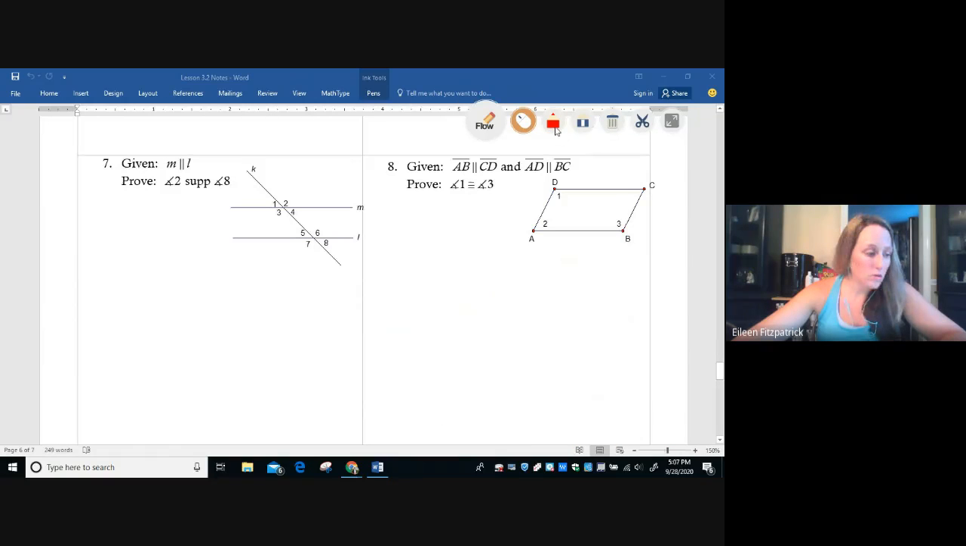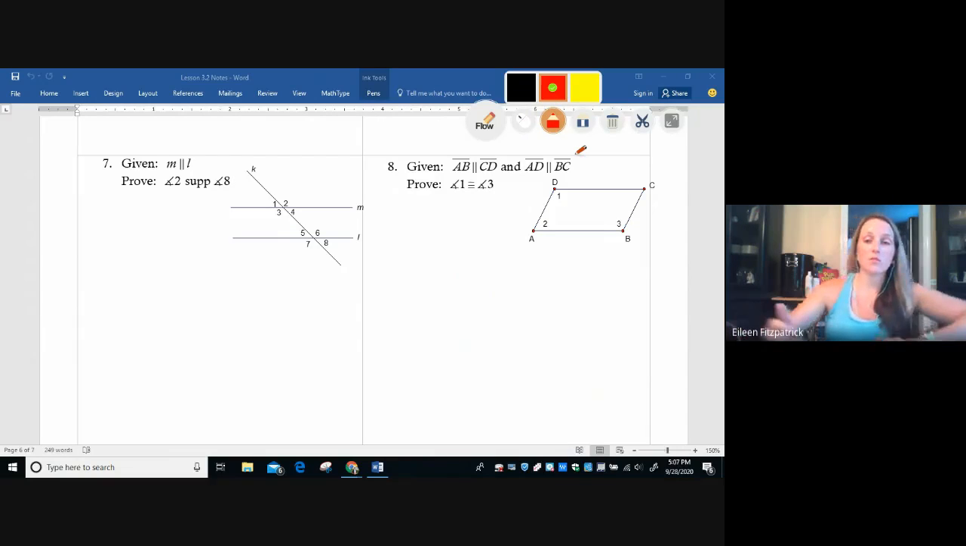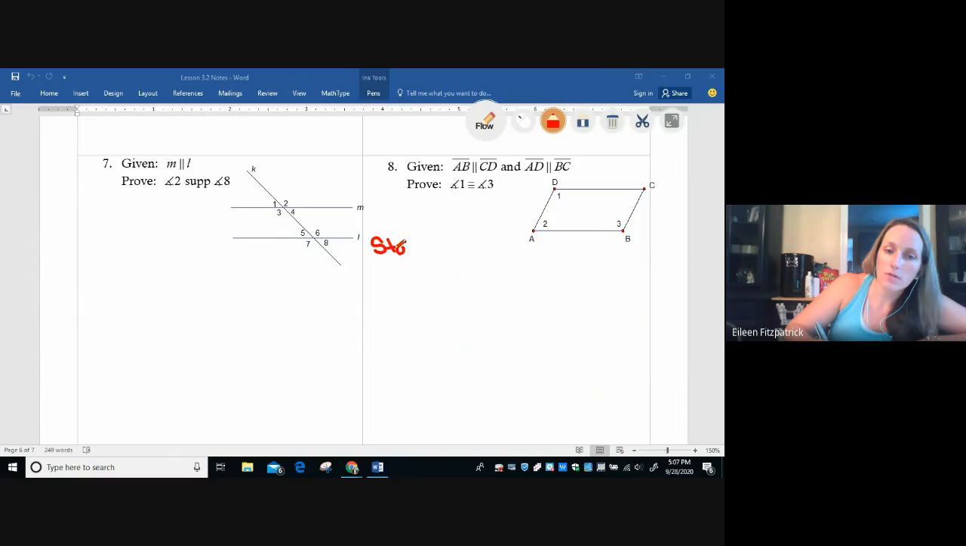Number 8, and I wanted to do this one because there's a way to do it and make it just a 3-step proof, but it requires a theorem that we talked about earlier in chapter 2 that we don't use all that often, but if you remember it, it makes some proofs much more easy. Statements, reasons, much more simple.